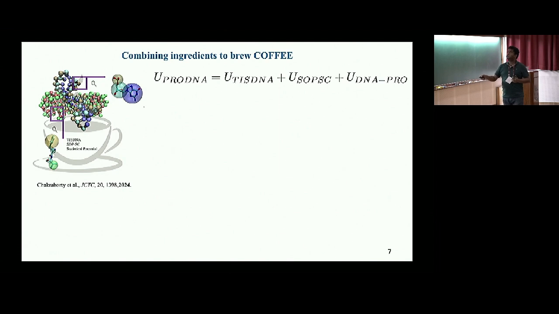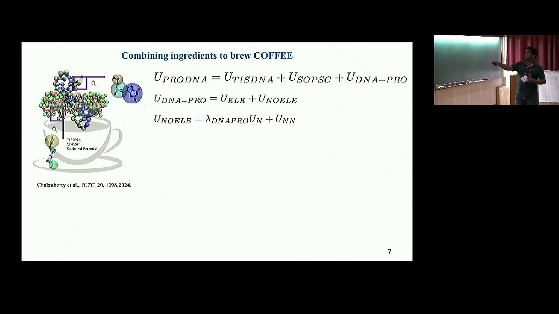Now, how did we go about combining these two models? So we can write down the protein-DNA interactions as basically a combination of the TIS DNA potential for DNA, the SOP-SC for the protein, and then we also have a term for the DNA-protein interactions. Naively, one can write the DNA-protein interactions as coming from an electrostatic component and a non-electrostatic component.